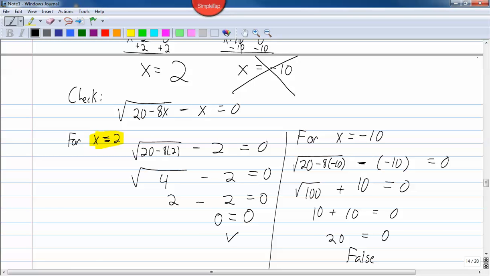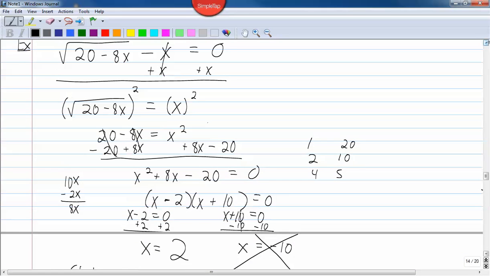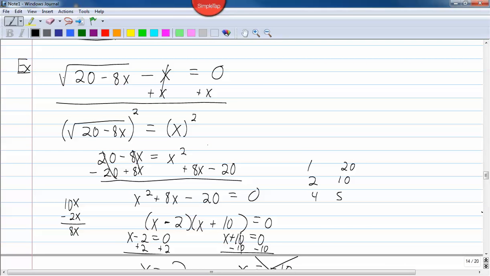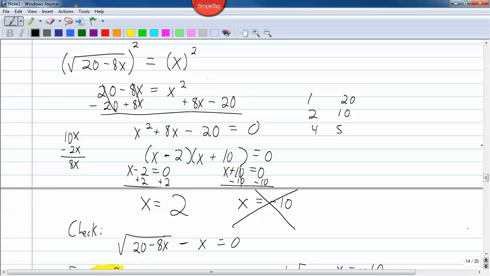To review, the steps for working a radical equation. If you just have one radical in the equation, get that radical by itself. Then square both sides. Then, depending on what you have left over, if you have an x squared term, it's going to be a quadratic. Set your quadratic equal to 0 and solve by whatever method you know how. I solved by factoring on this one. At the very end, check your two answers back in your original equation.